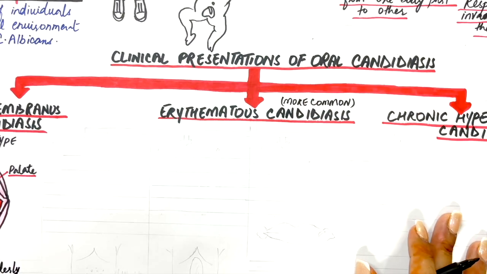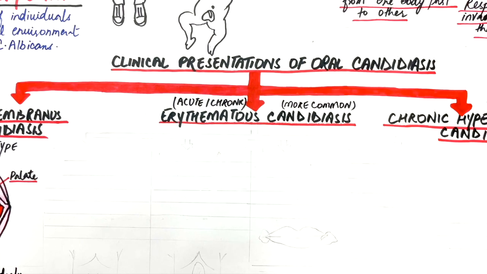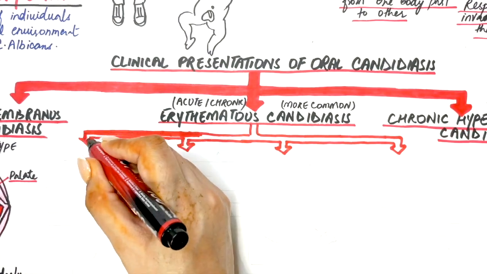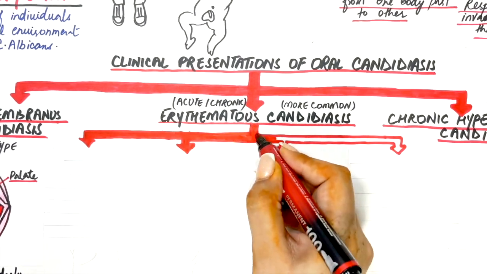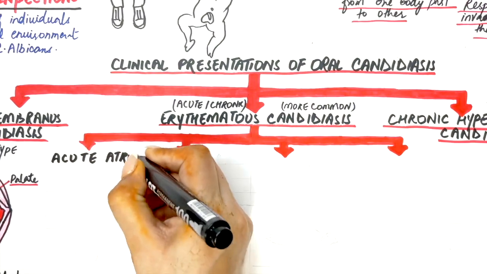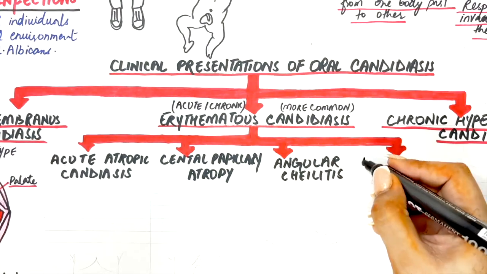The erythematous candidiasis is usually more common than pseudomembranous candidiasis. This type also can present in either an acute form or a chronic form. The term erythematous refers to the red color of the lesions, sometimes associated with ulcerations. Several other clinical presentations can be observed in this type, which may be acute or chronic. These are acute atrophic candidiasis, central papillary atrophy, angular cheilitis, and denture stomatitis.